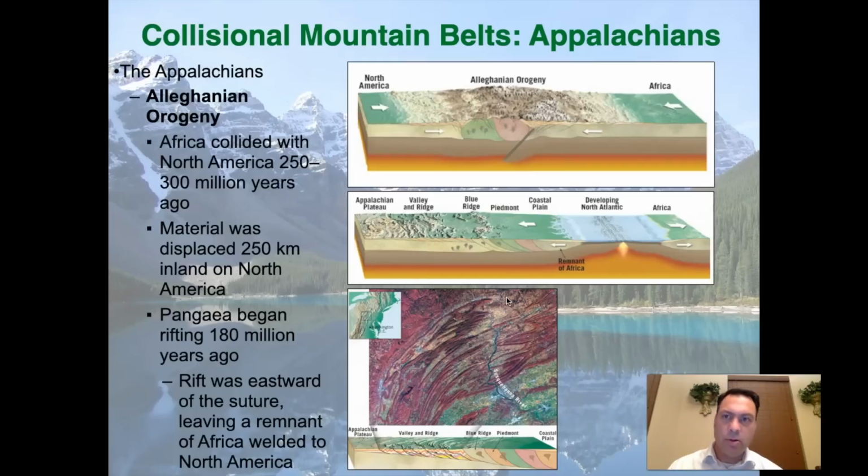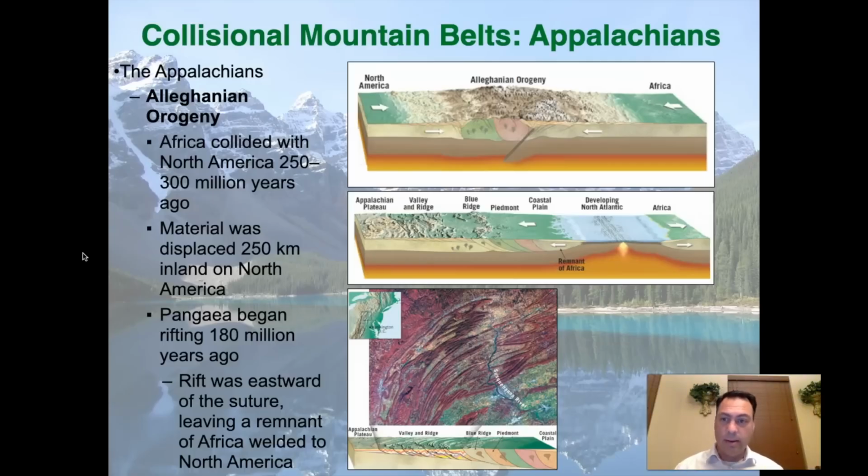The last stage is going to be the Alleghenian orogeny. This is where you really get two continents. Just like India colliding with Asia and forcing up these giant mountains, we have the Alleghenian orogeny. This is where Africa is colliding with North America at 250 to 300 million years ago. The material that was displaced from Africa is 250 kilometers inland on North America. So African geology has been transferred along structures all the way into North America, 250 kilometers.